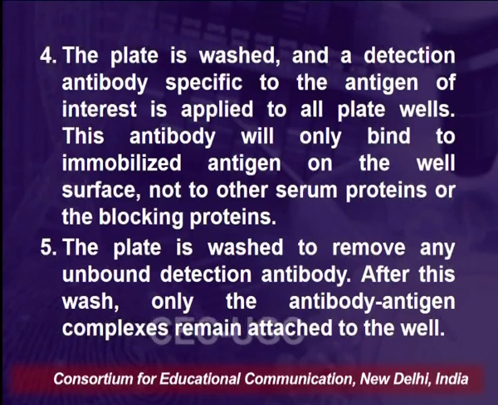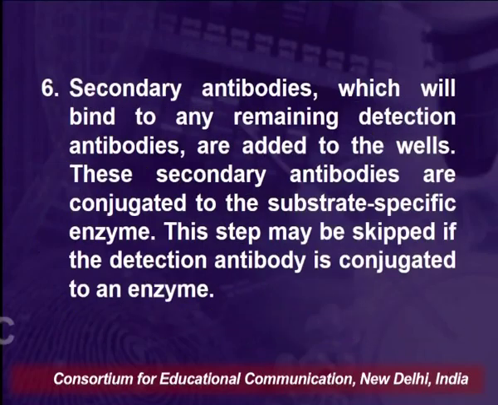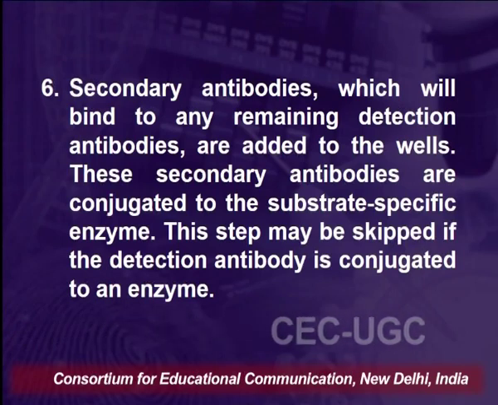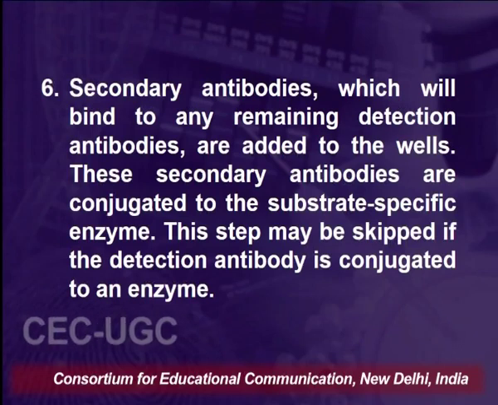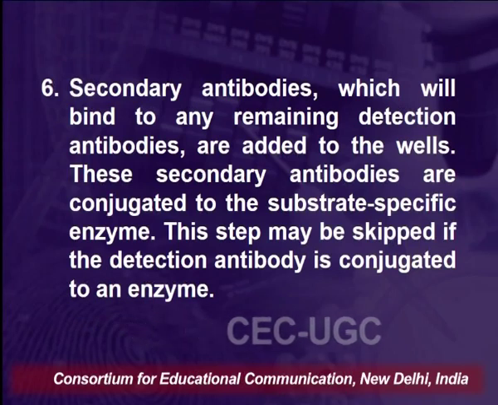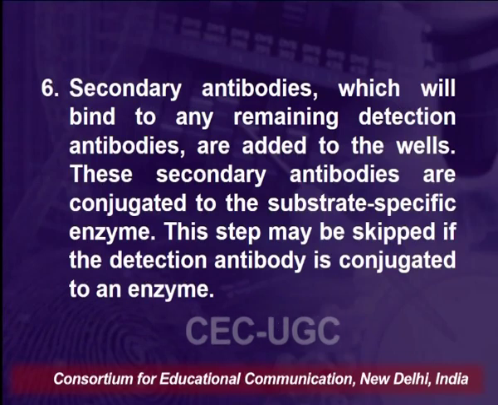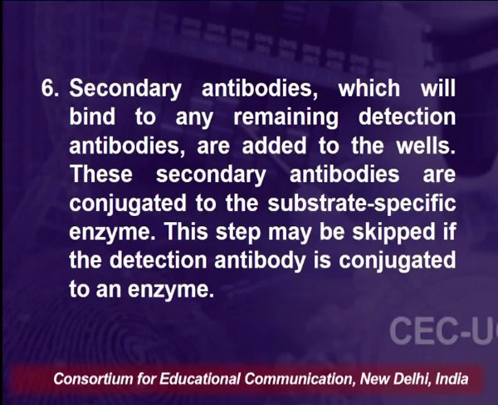So, antibody which is very specific to the antigen, that antigen which is present on the outside of the titer well, gets attached to that particular antigen. Secondary antibodies which bind to the detection antibodies are now added to the wells, and these secondary antibodies are conjugated to a substrate specific enzyme. If it is not required, this step can be skipped, and the detection antibody is conjugated to an enzyme in such cases.